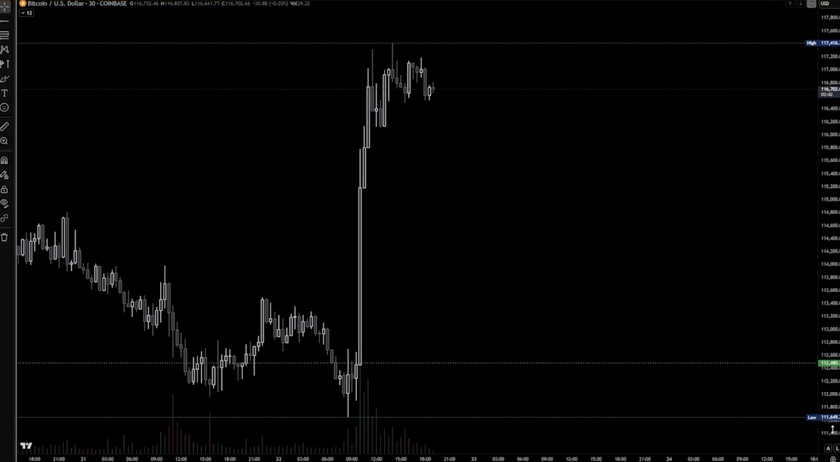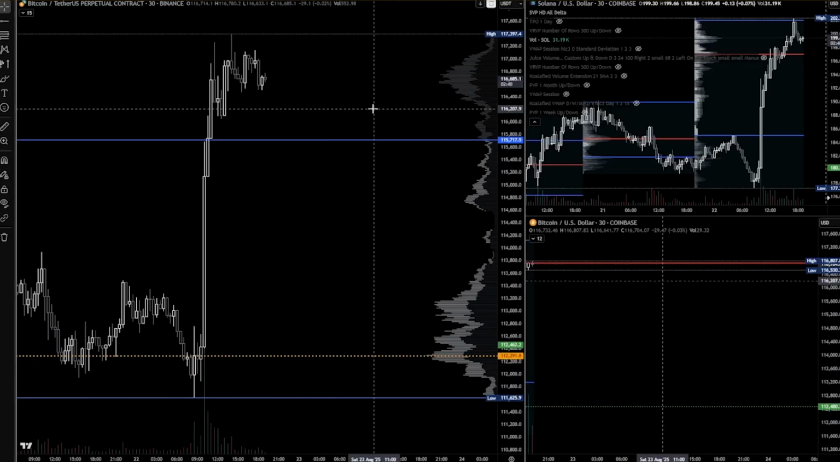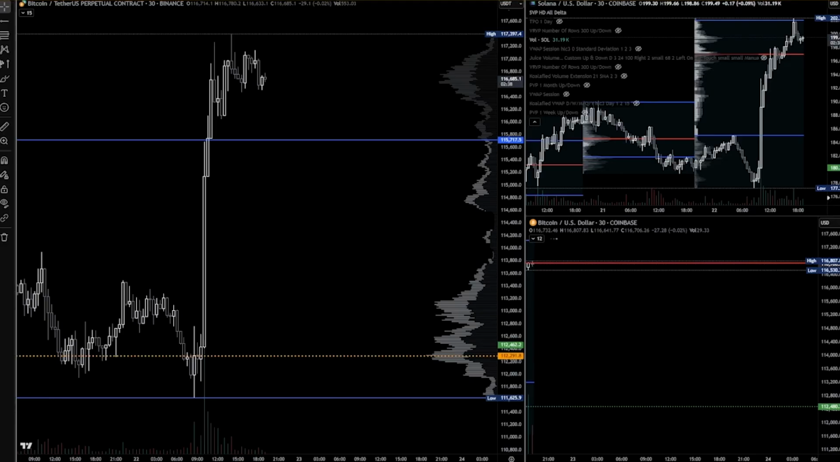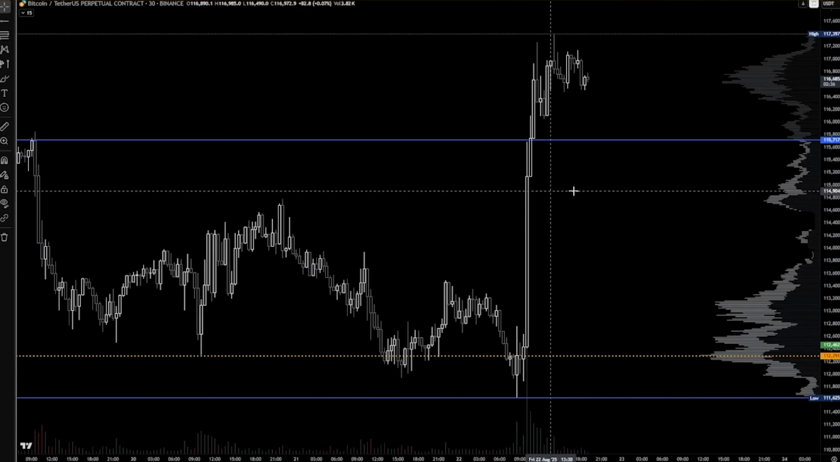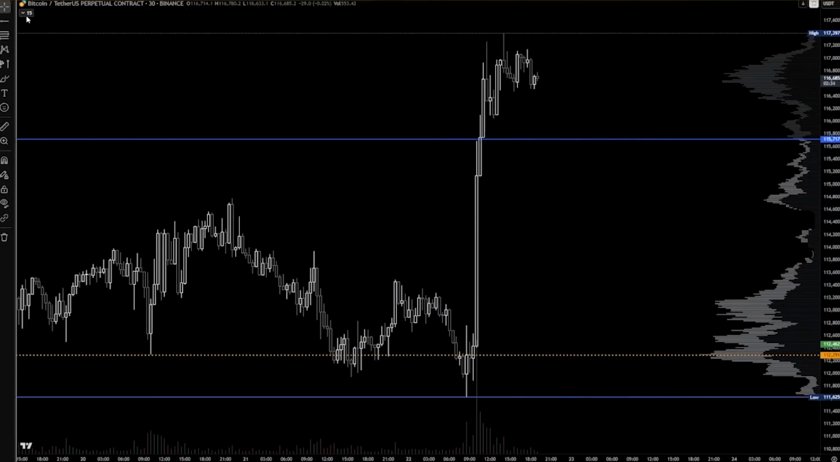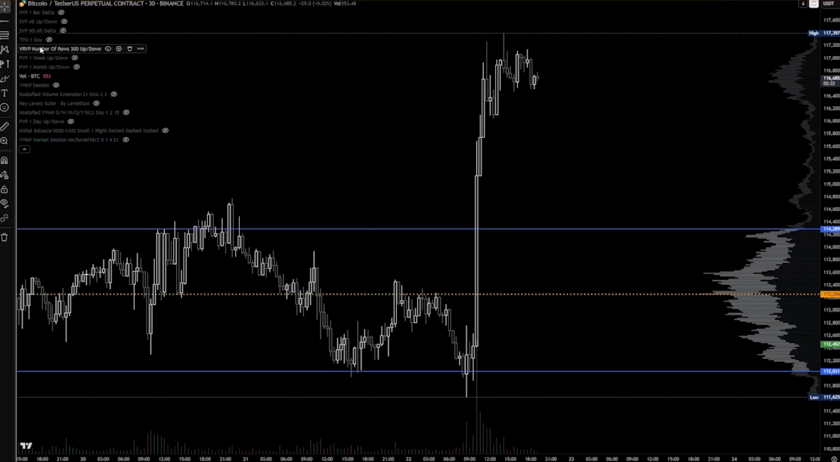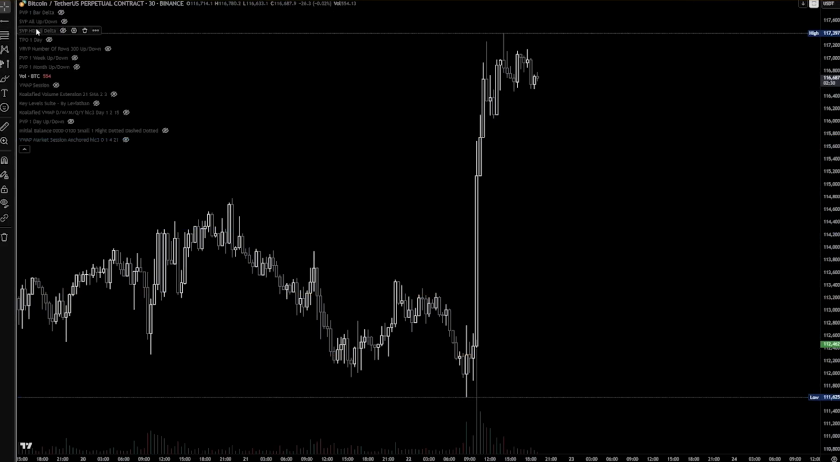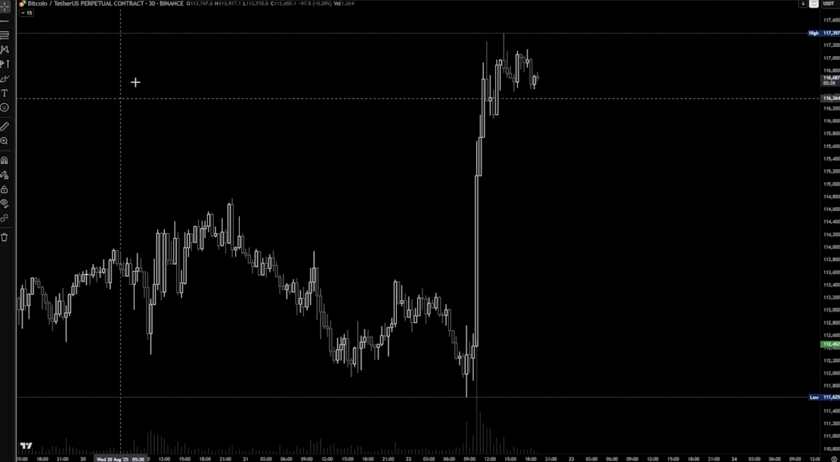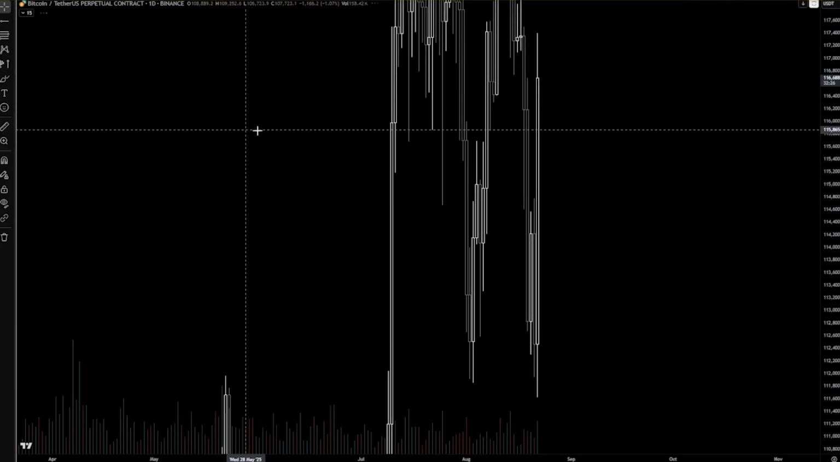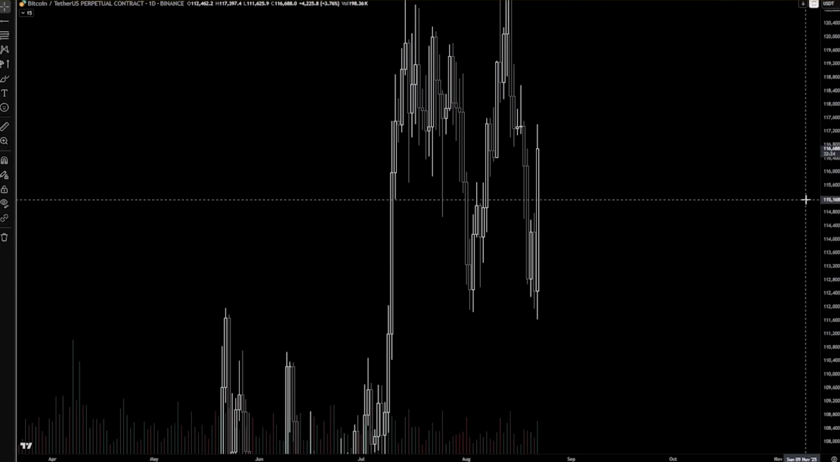Oh, I don't want to be on this one. I want to be on this one. Sorry. Yeah, so we got value areas. Let's look at this in higher time frame, and then I'll go into fixed ranges.